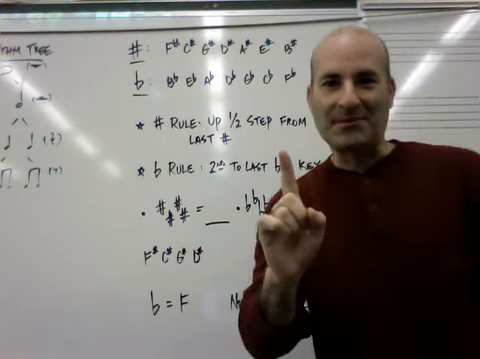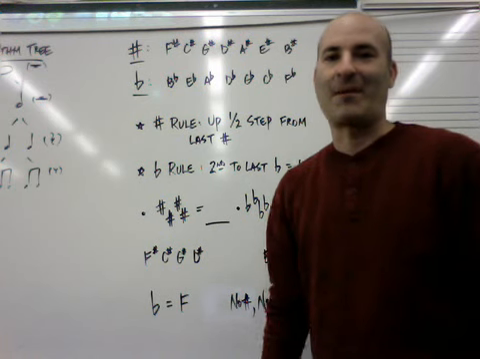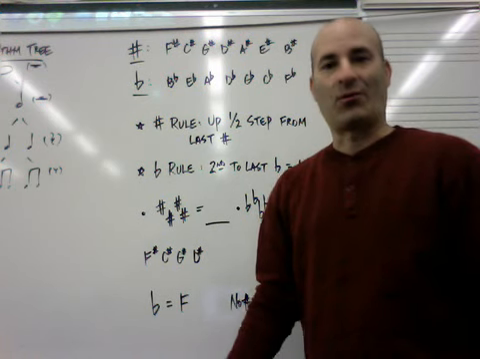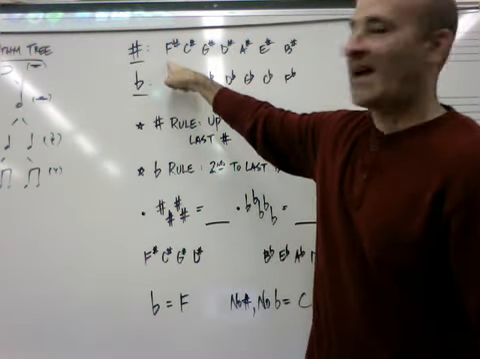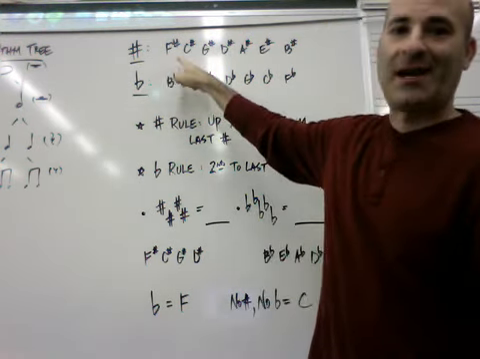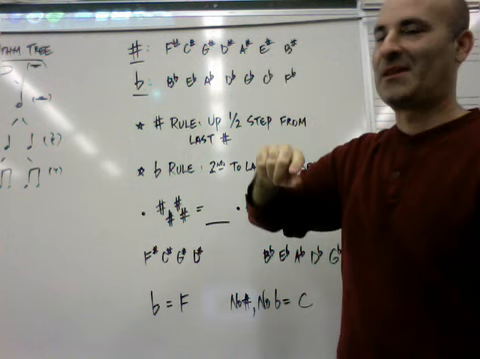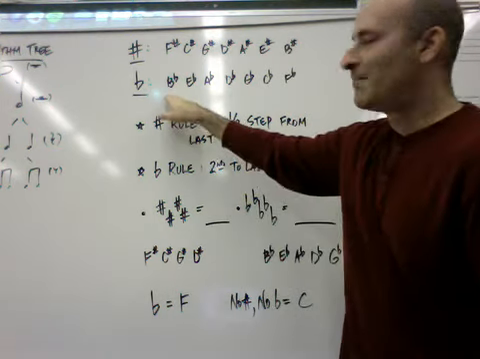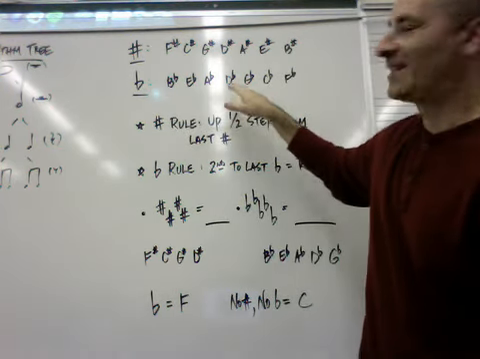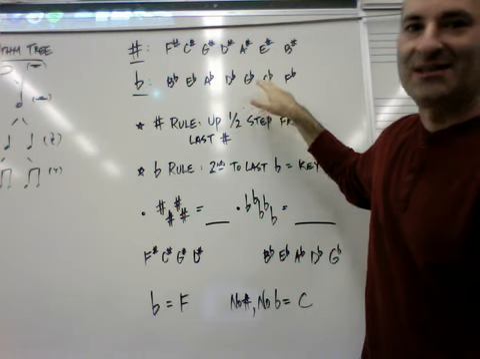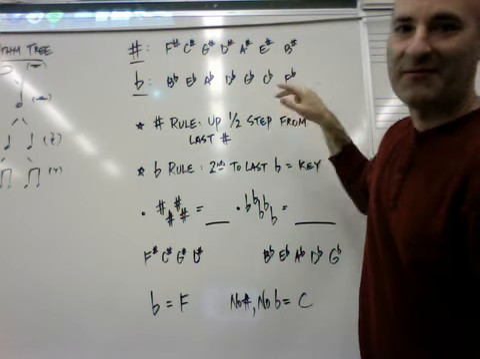So step number 1, you got to make sure that you remember the order of sharps and the order of flats. Order of sharps: F sharp, C sharp, G sharp, D sharp, A sharp, E sharp, and B sharp. And the order of flats: B flat, E flat, A flat, D flat, G flat, C flat, and F flat.